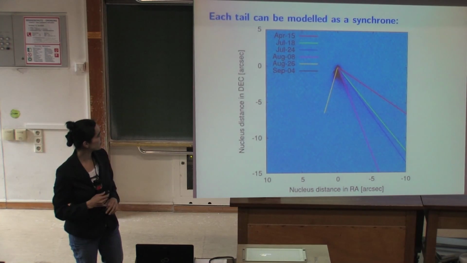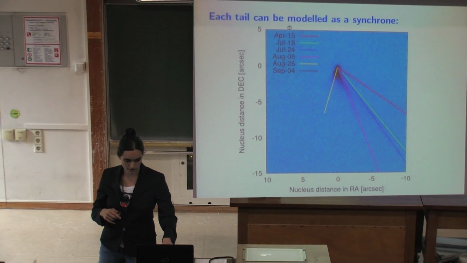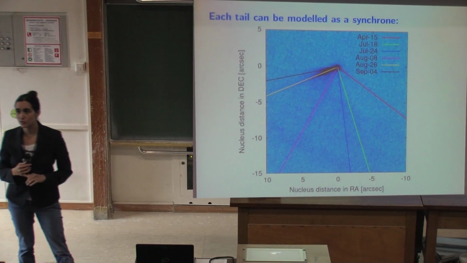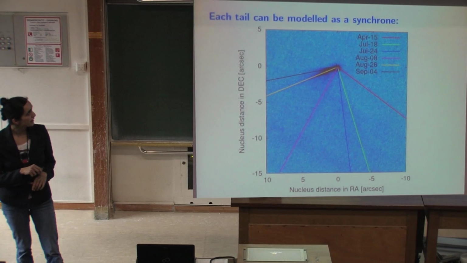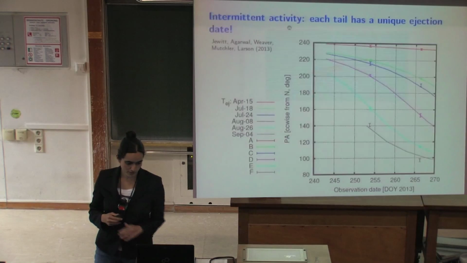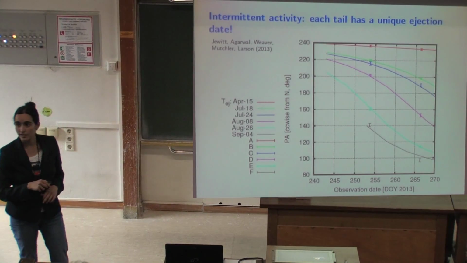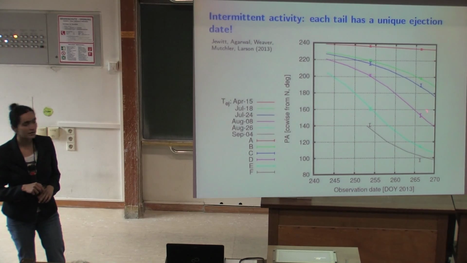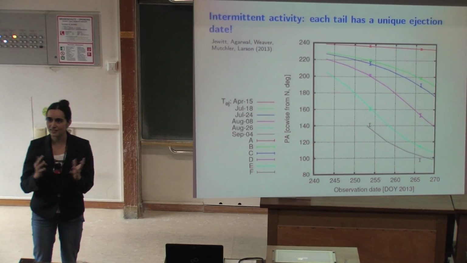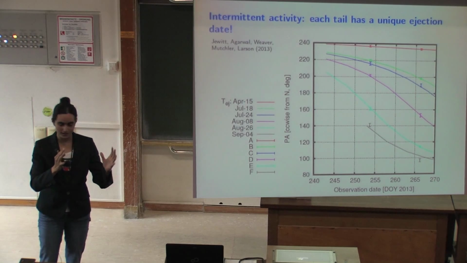So this we did for the first image from September 9th. And this is the image from 2 weeks later, so with a completely different observation geometry. And again, we calculated the corresponding synchrones. And then we made a similar plot as we did for A2. And we find that for each of the tails, the 2 angles lie on the same synchrone. So each tail has a unique ejection date associated to it, which means that the asteroid was active in bursts.